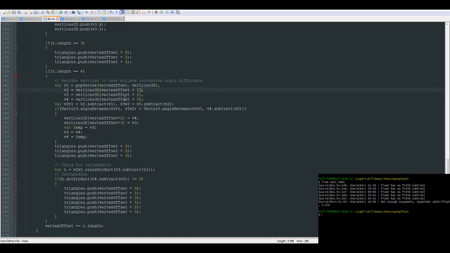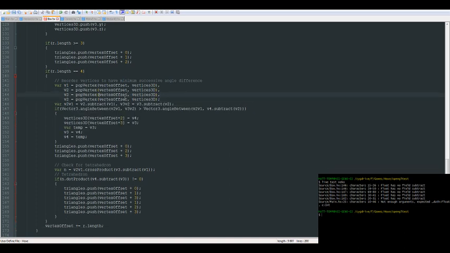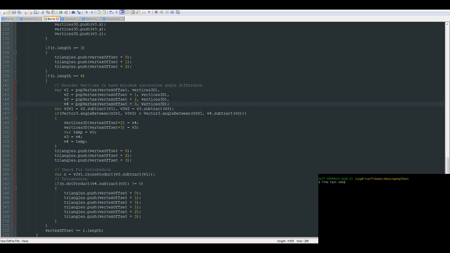Now what we do is literally the same thing. That's 1, 2. 2 and 3. We order vertices to have minimum successive angle difference. Okay, because we know that we have at least 4. Cool. Not bad. Alright, that should do it.